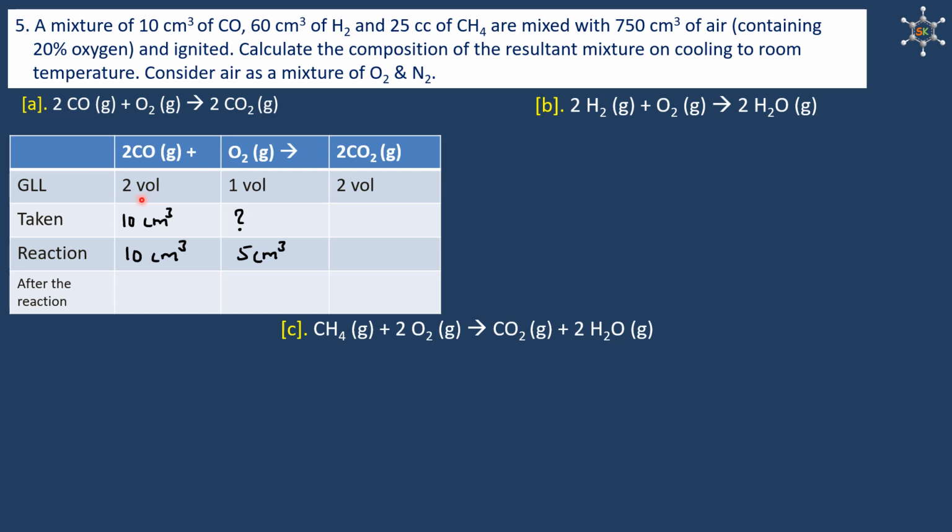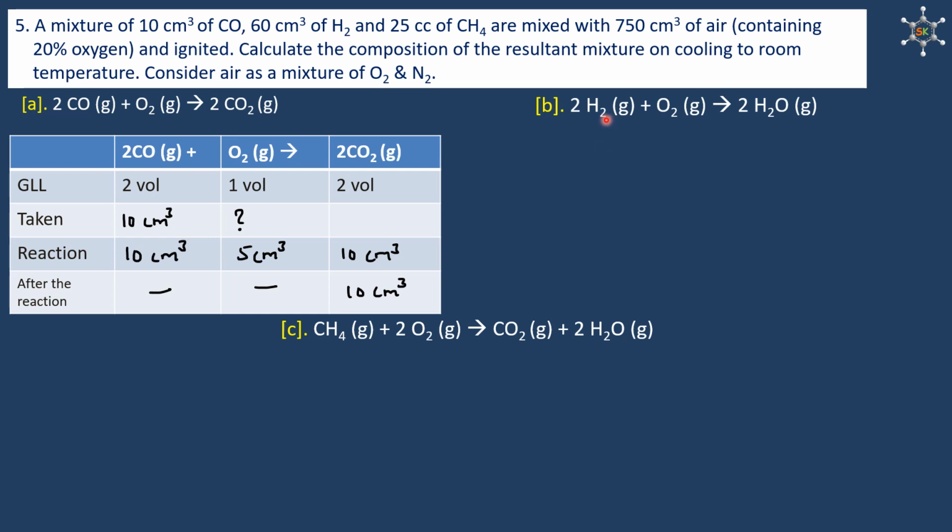2 volumes of carbon monoxide give 2 volumes of carbon dioxide. So 10 cm³ of carbon monoxide is supposed to give 10 cm³ of carbon dioxide. After the reaction, carbon monoxide is completely burnt, so not present. Oxygen is also completely burnt, not present. Carbon dioxide, 10 cm³, is present as a product.